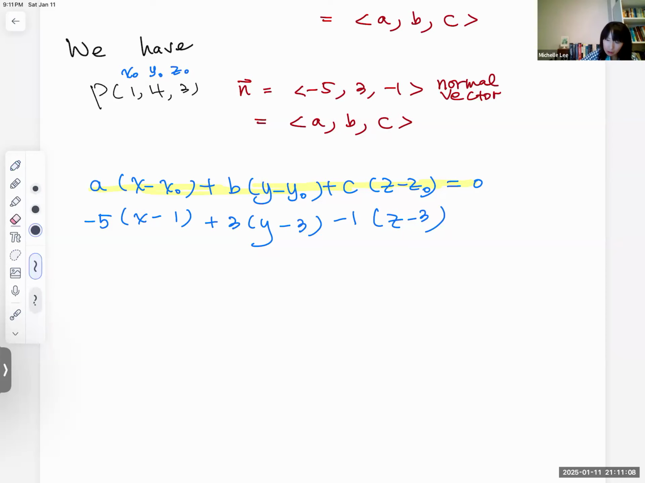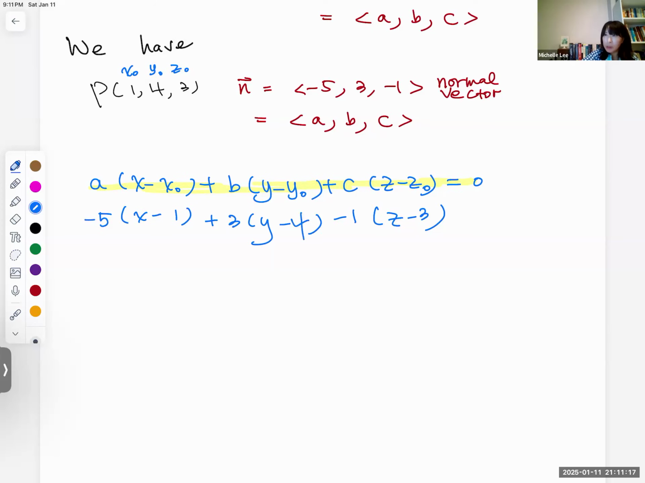I screwed up here, right? So y naught is 4. I was using b, huh? So let me double check. -5 times x minus 1, 3 times y minus 4, negative z minus 3. Yeah? Okay, this is the standard equation. And let's distribute. So we have -5x plus 5 plus 3y minus 12 minus z plus 3 equal to 0. Please correct me if I make a mistake.